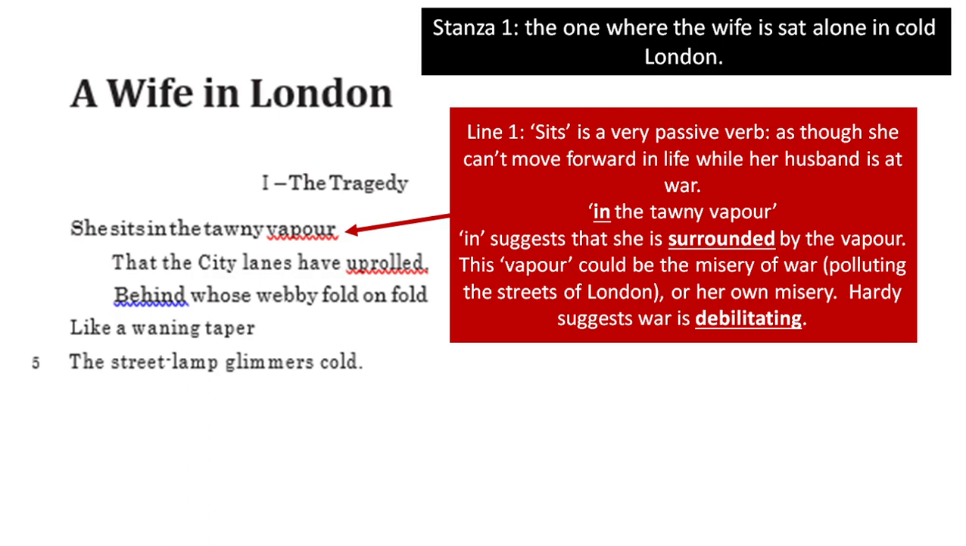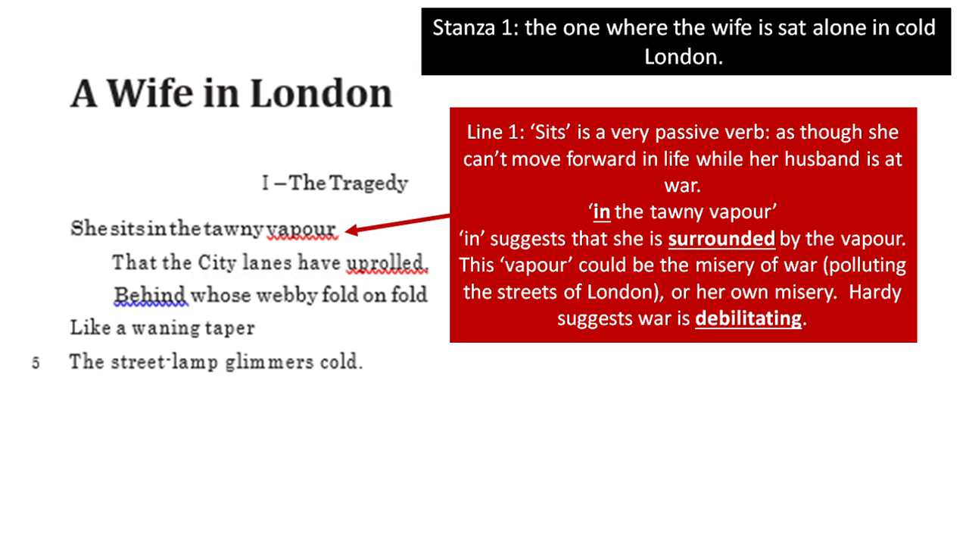Now, remember that the vapor can be the misery of war, which is polluting the streets of London. Literally, obviously, there would have been pollution as well. Or it can be, remember, her own misery. Do you remember it can mean a state of depression? So there are two meanings here, and you would need to analyse both meanings to get really high marks, and this is a really nice way to do that.